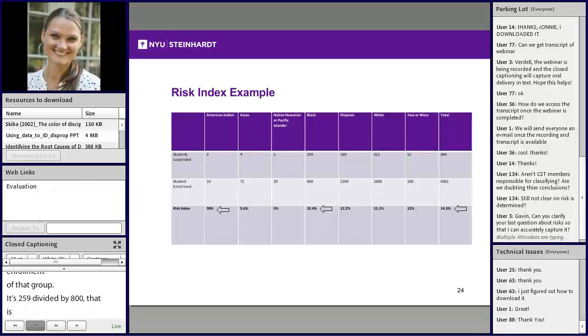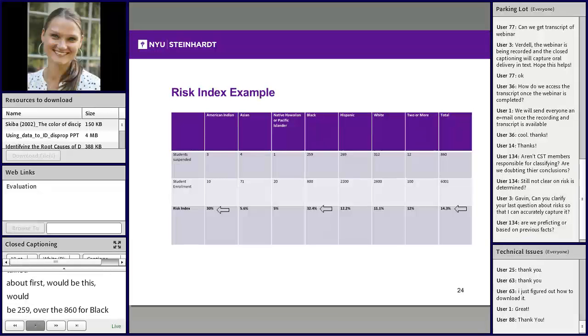And then the composition, if we want to compare what we talked about first, would be 259 over the 860 for Black students. So we're looking horizontally for composition. We're saying out of this one group, what is the percentage that this occurs? And when we're talking about risk, we're saying what's the percentage of this outcome within a particular group, not across all groups, but within a particular group.